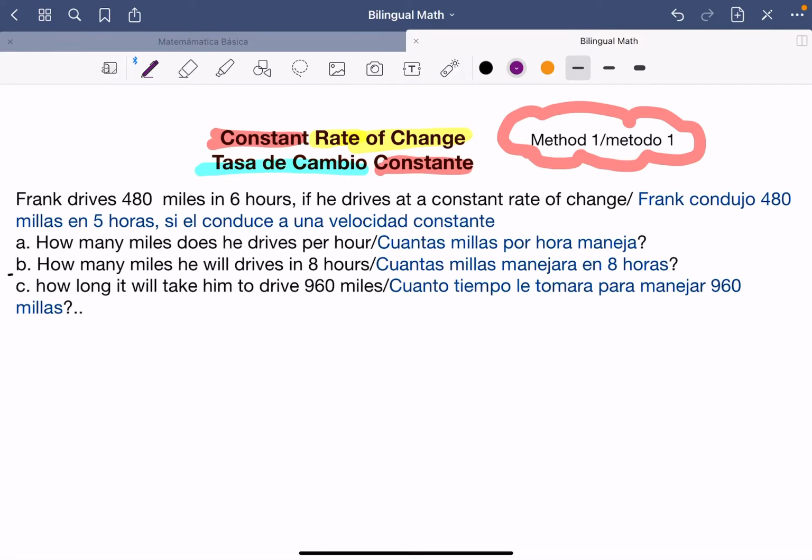To another constant rate of change video, and I'm going to use method 1 for this problem. I'm going to do a second problem using proportion.